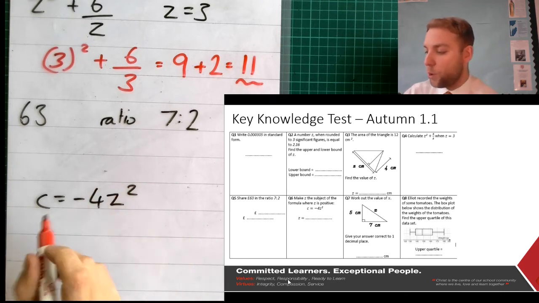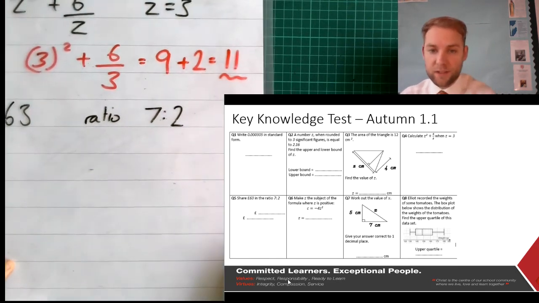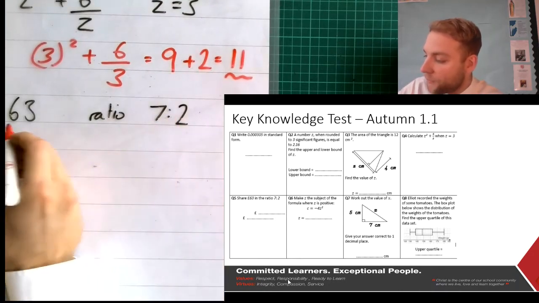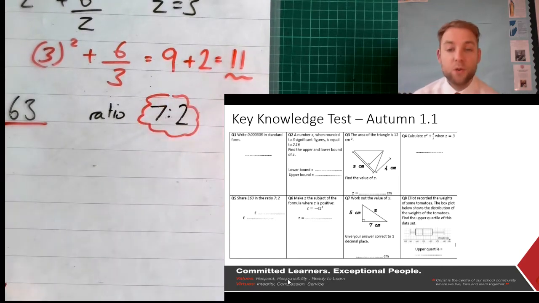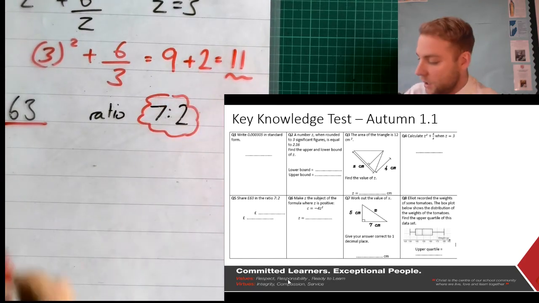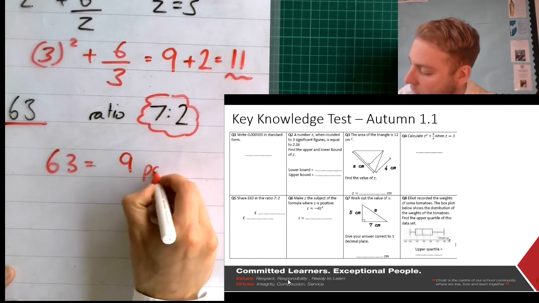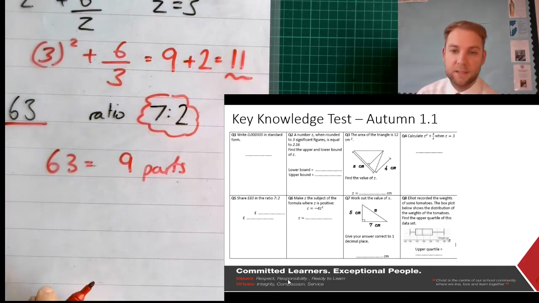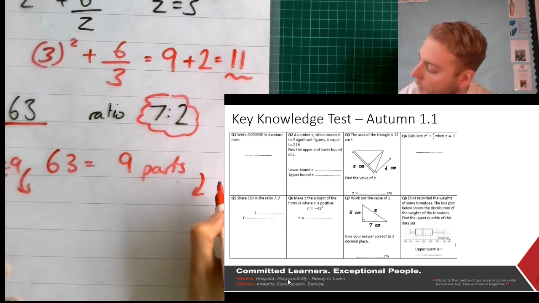Divide this in the ratio of 7 to 2. So it's all about the word parts in this one. So how many parts are in this? Well, if I know that this represents all of this, so it represents all of this, 7 to 2. So 63 is equal to 9 parts, which is all of this. And then I'm dividing each of these sides to find out one part.